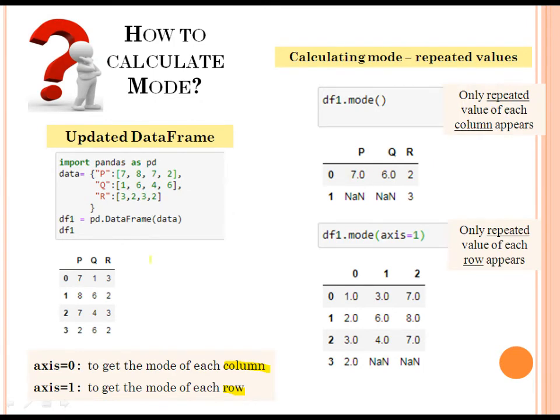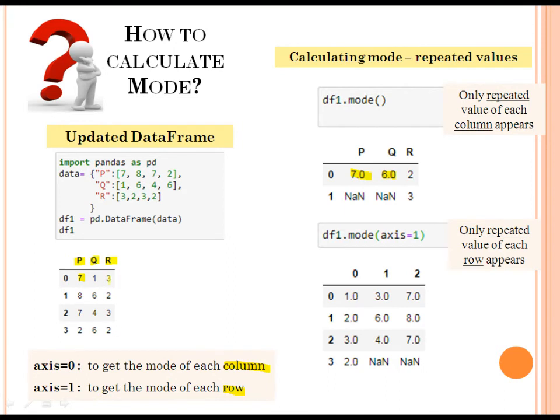Now see the column here. This P column has these values. Now what is the repeated value? Yes, 7 is the repeated value. So the answer is 7.0. Now see the Q column. Which is the repeated value of the Q column? Yes, you are right. 6 is the repeated value. The answer is 6.0.